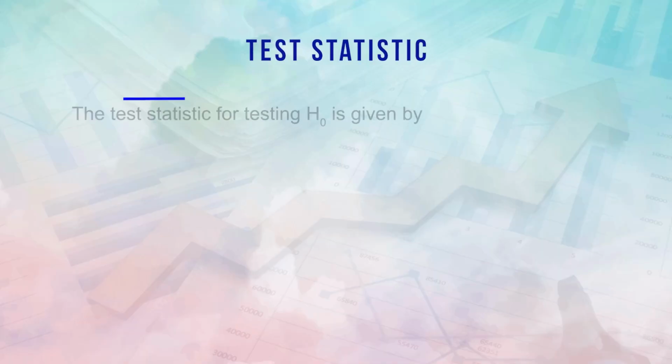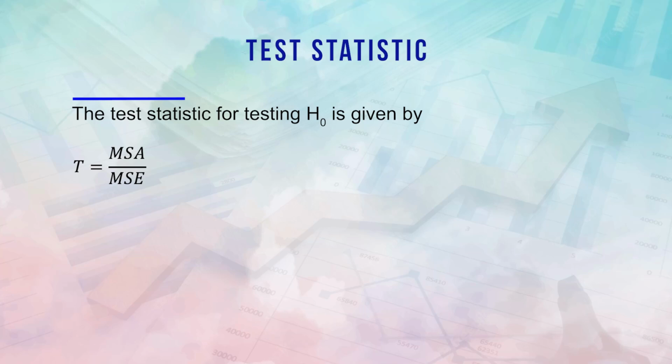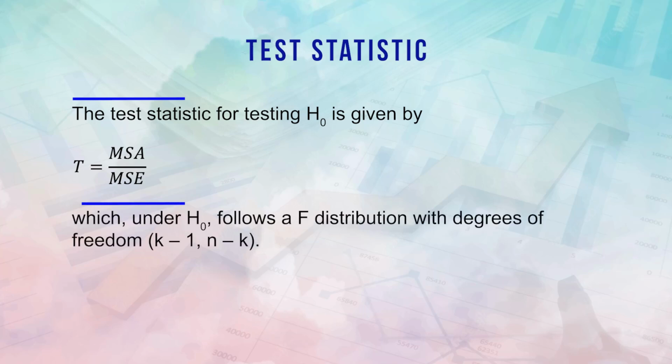So here the test statistic is given by T is equal to MSA by MSE. That is the mean sum of squares due to the groups divided by the mean sum of squares due to error. And it can be shown that under H0, that is assuming H0 to be true, this T, the test statistic, will follow an F distribution with degrees of freedom k minus 1, n minus k.